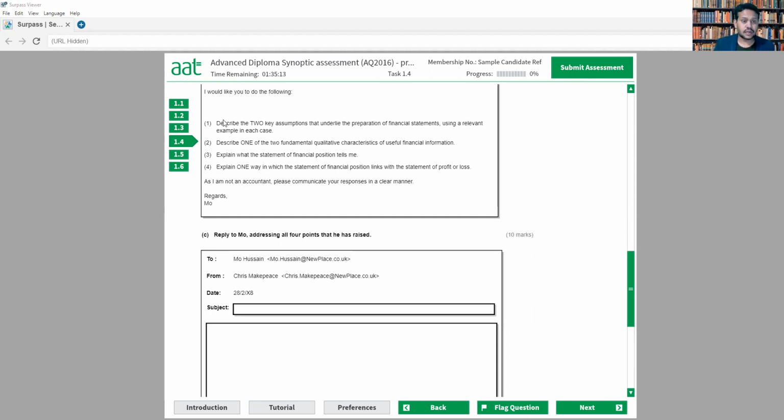For example, for these 4 questions, we have 10 marks. So roughly we have 2.5 marks for every single question. For 2.5 marks, we have to write at least 4 lines.